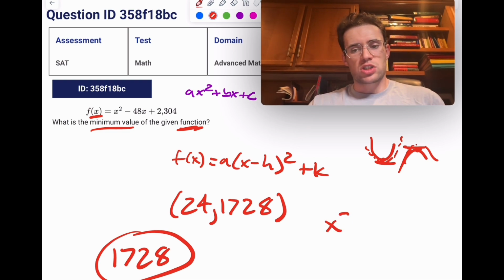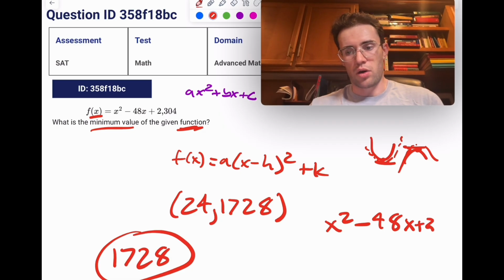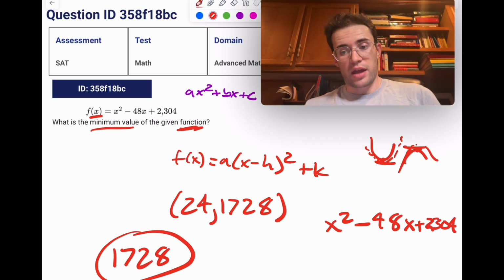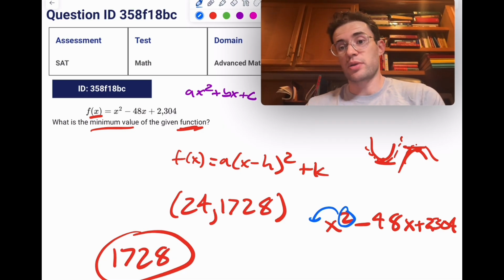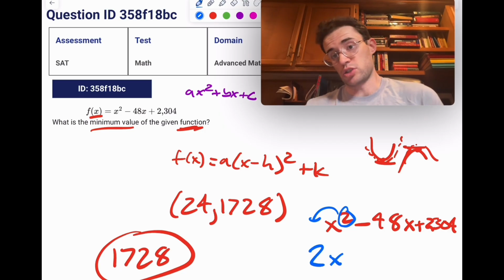So if we have x squared minus 48x plus 2304, to find the derivative of that using the power rule, you take the exponent and multiply that term by it, and then decrease the exponent by 1. So in this case, x squared would become 2x to the first, which is just 2x. And then you could write negative 48x as negative 48x to the first power. If it's just an x, that's x to the first power. So you'd multiply the whole thing by 1, which gives you negative 48.